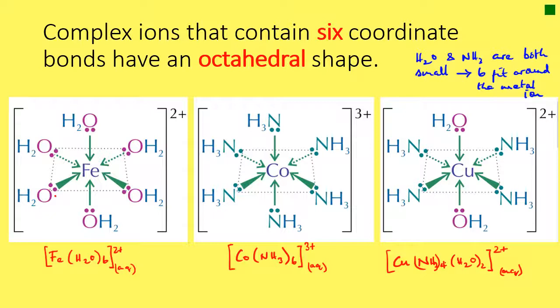So let's start with the most common shape, and that's the shape that is formed for a coordination number of 6. So complex ions that contain 6 coordinate bonds have an octahedral shape, and we've got 3 examples of those here. The first one on the left is a hydrated iron complex, so let's just write the formula of that out. So we've got iron with the ligand being water. We've got 6 waters, and the overall charge on the complex is 2+. So that must be Fe2+ in the middle there.